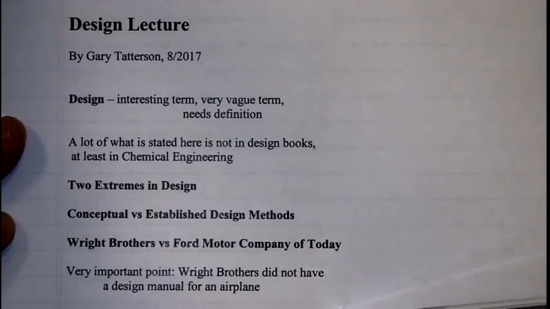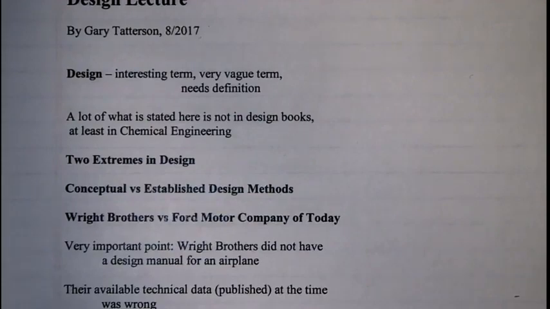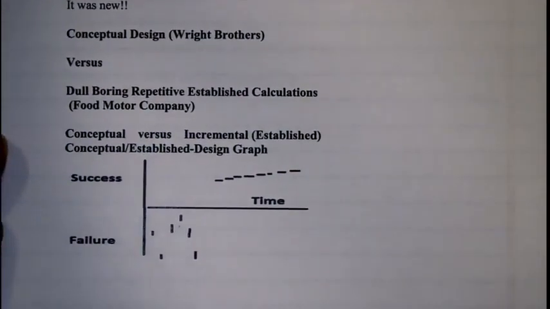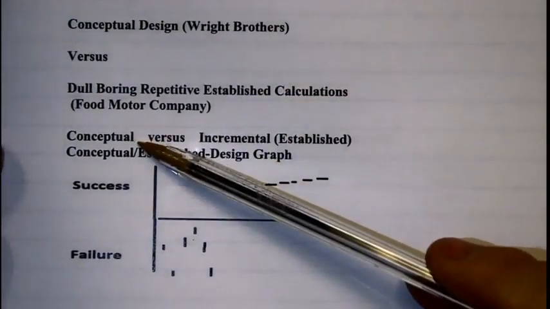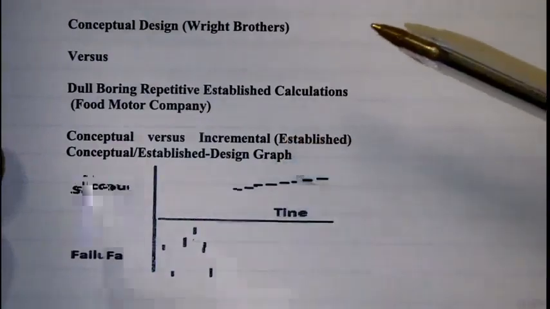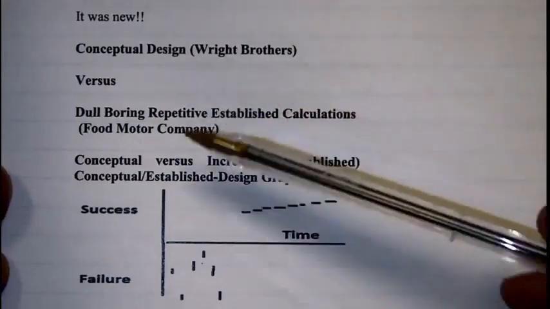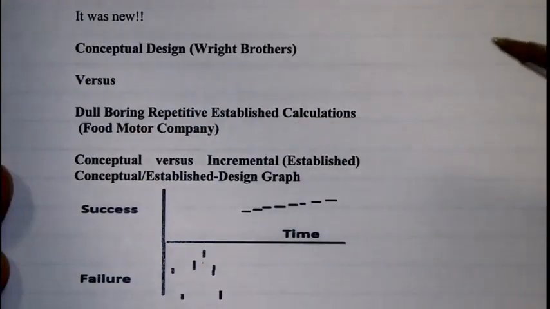The second thing about the Wright brothers and their efforts, the technical data at the time was wrong. The published scientific literature was wrong. Oh heavens, the scientific literature being wrong, how is that possible? Anyway, what we have here is a graph. We have conceptual design versus incremental design, and we're going to claim that the Wright brothers is an example of conceptual design, and Ford Motor Company is dull, boring, repetitive design.